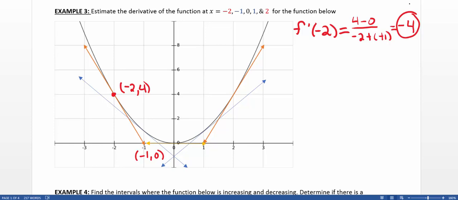I'm expecting the slope to be negative because my tangent line is downward sloping. So this all seems to make sense with what I expected to happen. Let's go ahead and look at what happens at -1. At -1, my function is right about here. My tangent line touches. I've drawn in a blue tangent line to look at what's happening at -1.